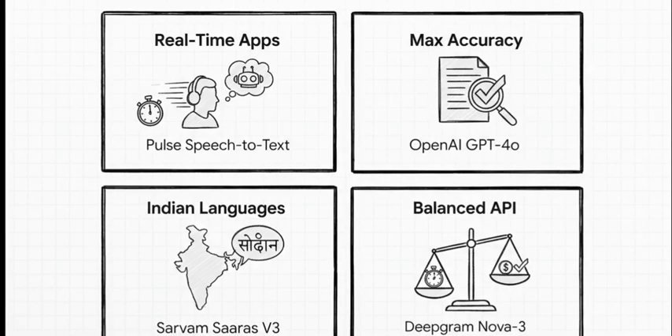Based on everything we've talked about, if your mission is a real-time voice app, you should probably look at Pulse for its incredible latency. If you're just transcribing clean audio offline and need the absolute highest accuracy, GPT-4o is an amazing choice. If you're building for the Indian market, Saras v3 is the undisputed leader. And if you need a great, balanced, all-around API, Deepgram is a really compelling package.